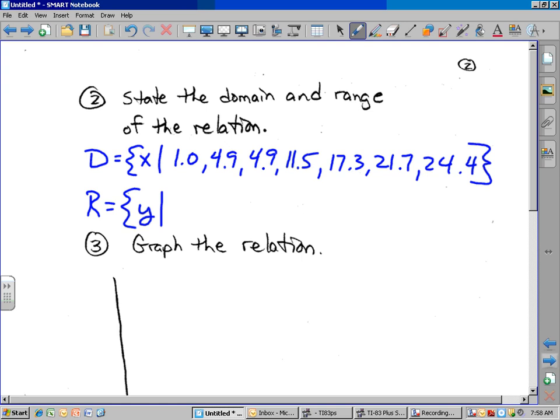Here's a great question. I see 4.9 twice. Do we repeat 4.9 or do we not? You told me to write it twice. Do you repeat an element or not? Do we have to repeat something? No. So we don't need 4.9 twice. You only need it once. Okay? How about the range? Somebody else. What numbers are we using for that? Good.